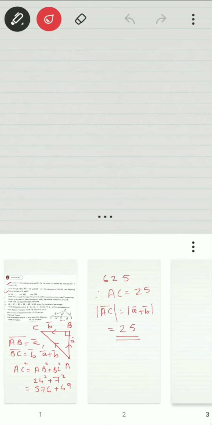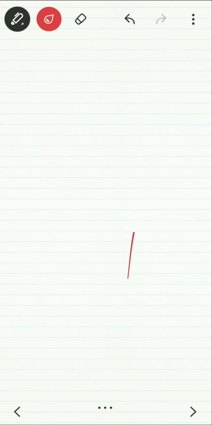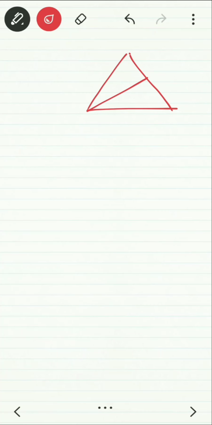So in this case, we have triangle PQR, which we draw this way, and in triangle PQR we have M as the midpoint of PR. Okay, this much they have given. Also PQ is 2A bar, and similarly QR is 2B bar.